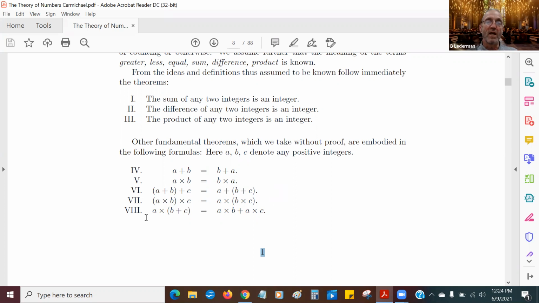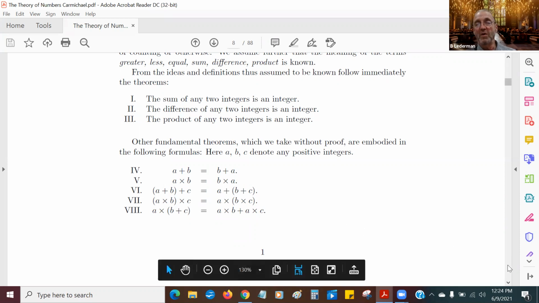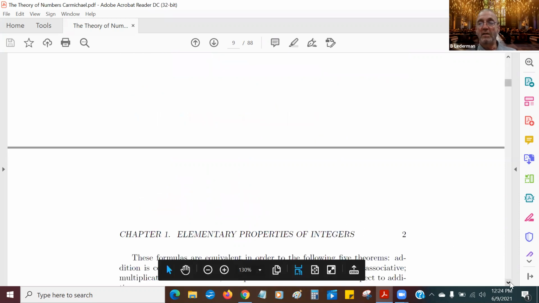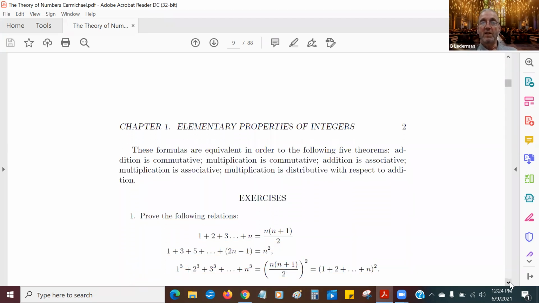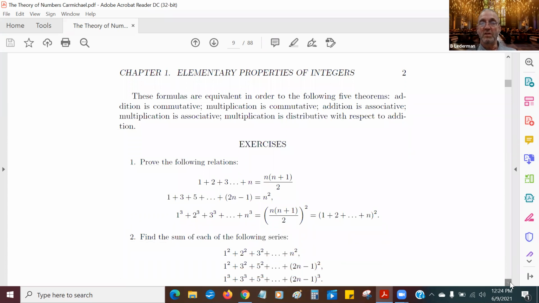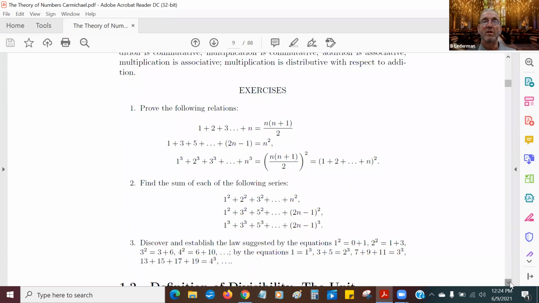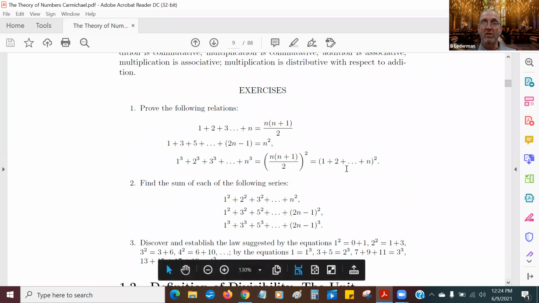And eighth, which is very important, I think, is the distributive property. A times B plus C is equal to A times B plus A times C. And that's the distributive. These are things you've seen many, many, many times. We're just saying that these things are true for the natural numbers, for the positive integers. And let's take a look at some induction. So here's an example. Let's just take a quick look here.